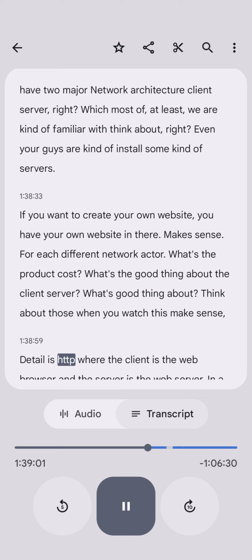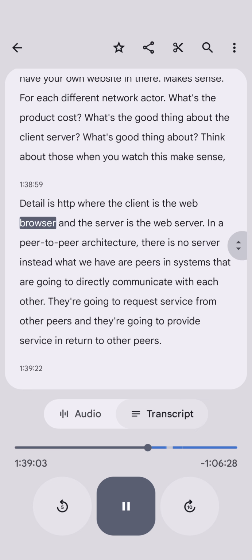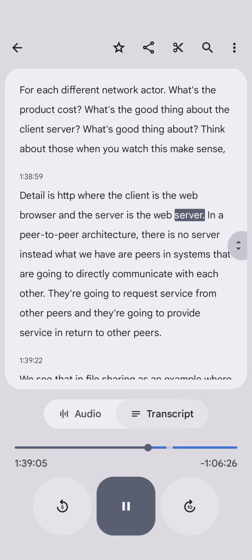The detail is HTTP, where the client is the web browser and the server is the web server. In a peer-to-peer architecture, there is no server. Instead, what we have are peers in systems that are going to directly communicate with each other. They're going to request service from other peers, and they're going to provide service in return to other peers.